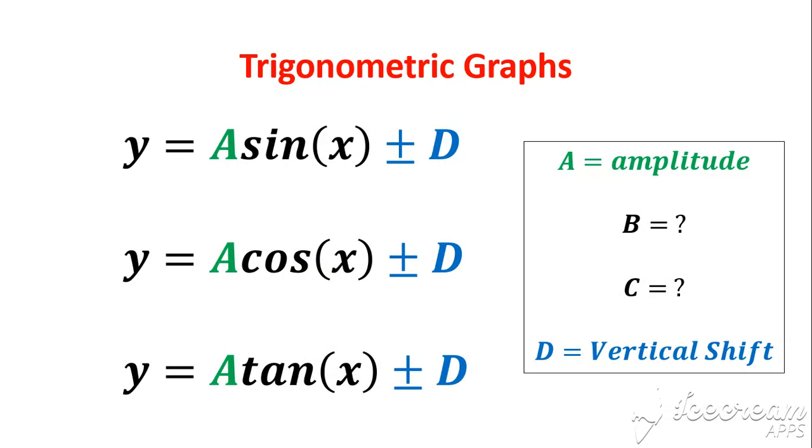Right, well, that's pretty much it. So far what we've talked about in this video and in our last video, the number out the front of the sine, cosine, or tan represents the amplitude. And when we plus or minus a number, which we're going to call D, at the end, we move the graph in a vertical direction, up and down. If we plus 2, the whole graph goes up 2. If we subtract 3, the whole graph comes down 3.